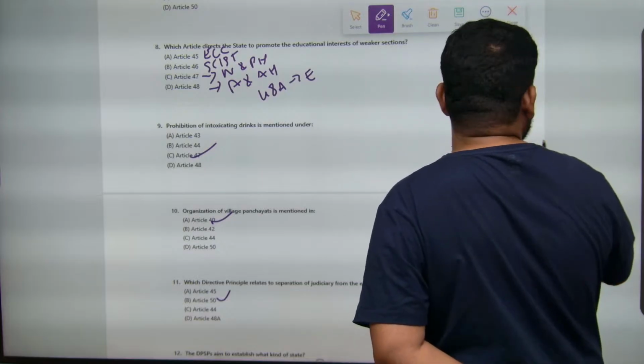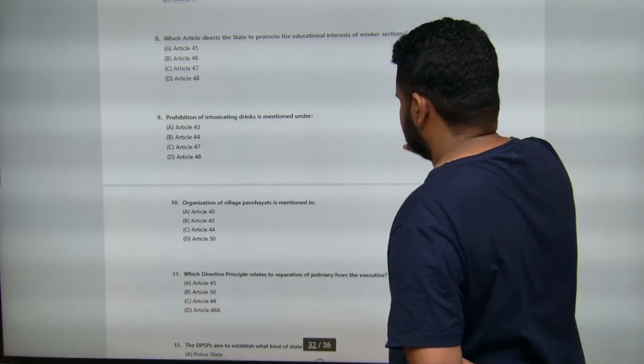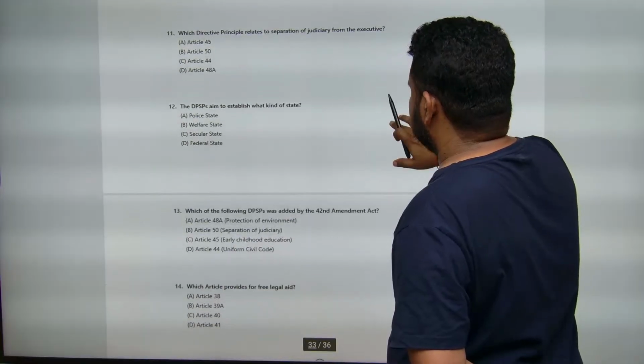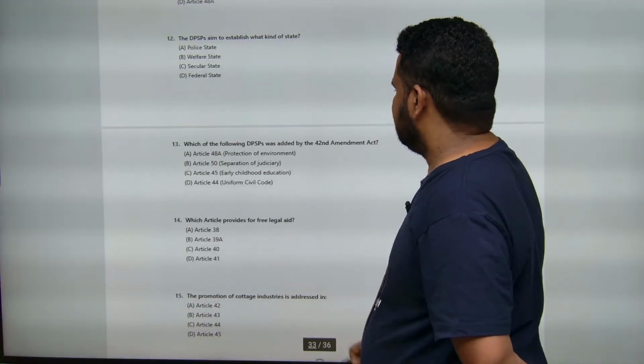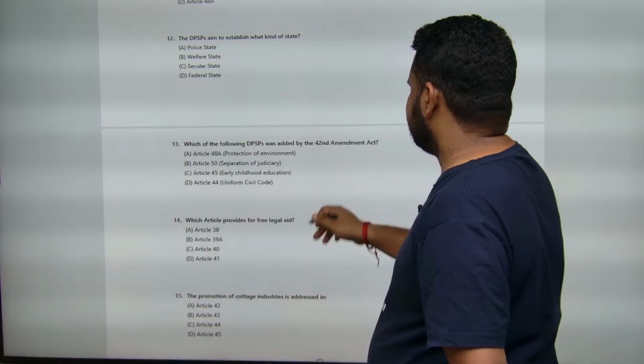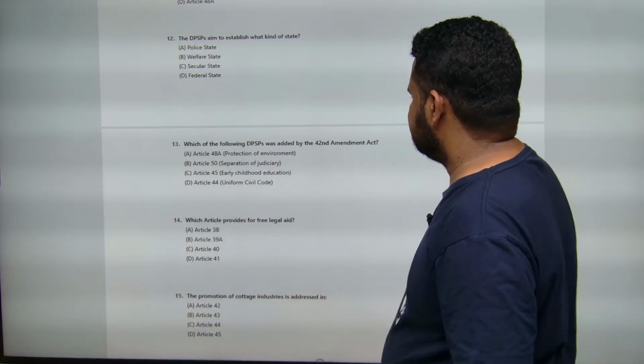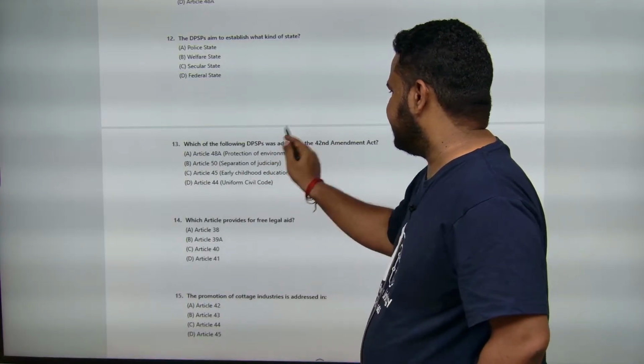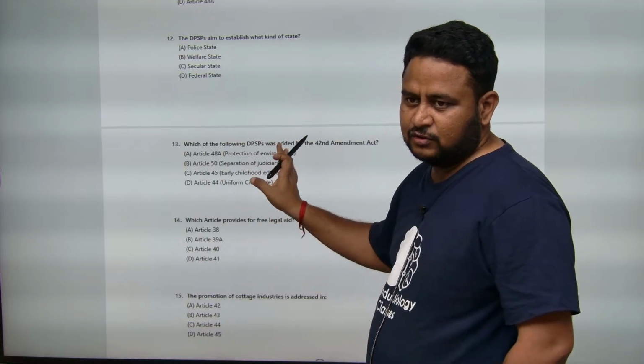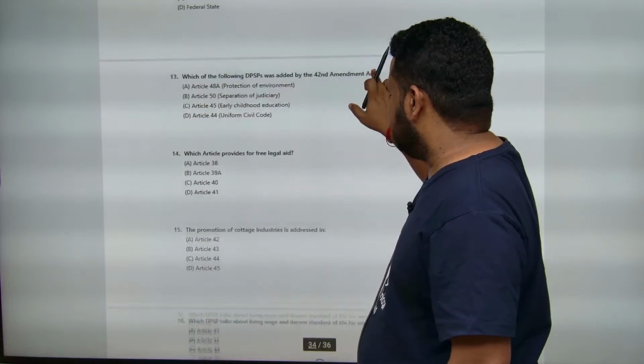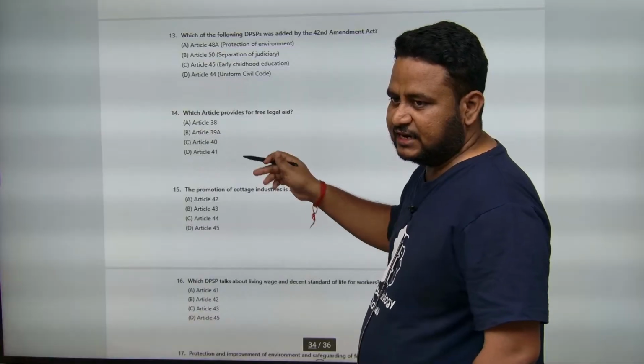Now, welfare state. DPSP started by 42nd Amendment Act. Which were the DPSP that was added by 42nd Amendment Act? 48A was added by the 42nd Amendment Act. Free legal aid is 39A.